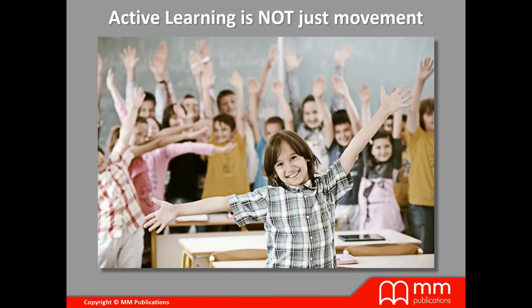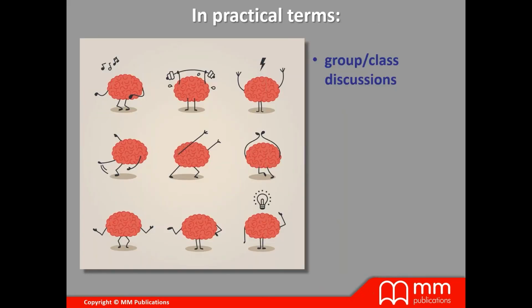Okay, so moving on now, we've talked about movement and including movement in the classroom. However, I don't want to give you a misguided idea or the wrong idea that active learning is only movement, okay? Because active learning is not only movement of the body, it is actually movement of the brain as well. What do I mean by this? Let's have a quick look at some ideas of what this means, active brains, in practical terms, okay?